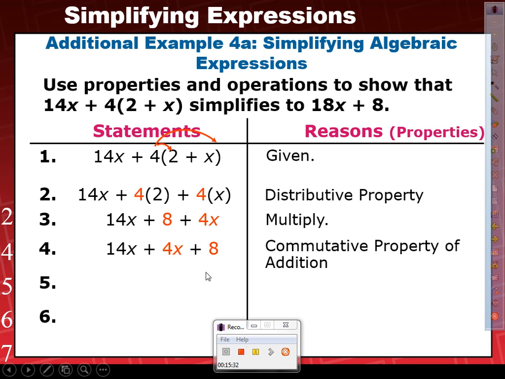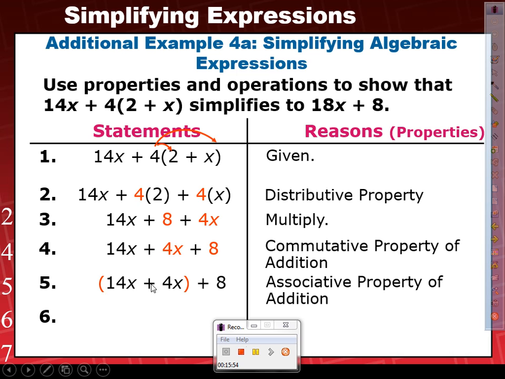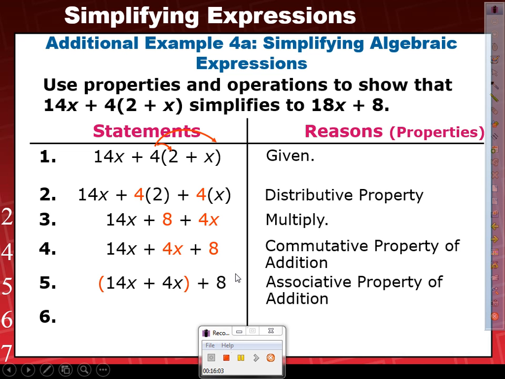Now that we identify them, can we combine them, the 14x and the 4x? Yeah, right? And remember, I put parentheses, don't I? That's the associative property of addition. So I write it as parentheses 14x plus 4x plus 8. And at the end, combine like terms. So what is 14x plus 4x? 18x plus 8.